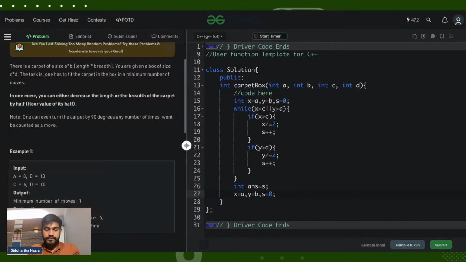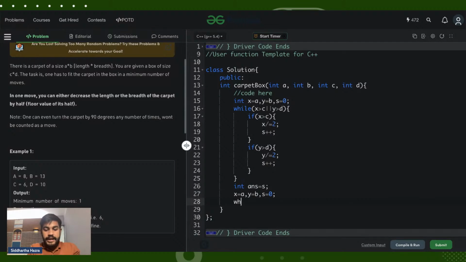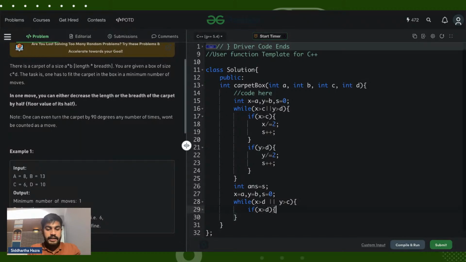Okay, fair enough. Then we say while x is greater than d, or y is greater than c itself. Okay, and then we say if x is greater than d, then x divide by equal to 2 and s plus plus.